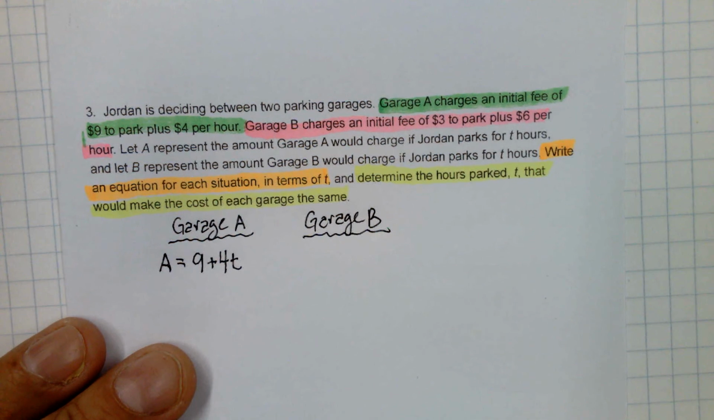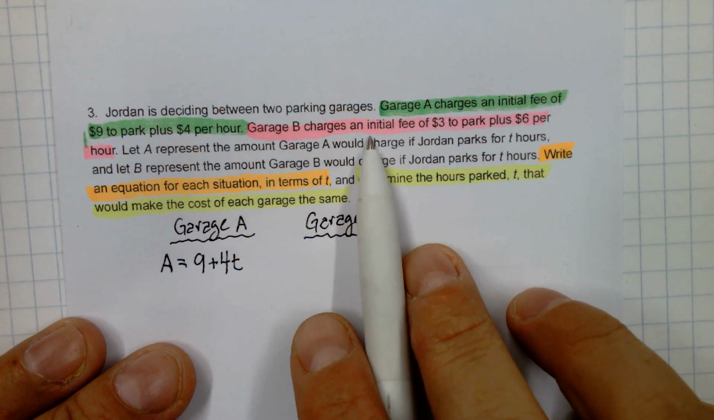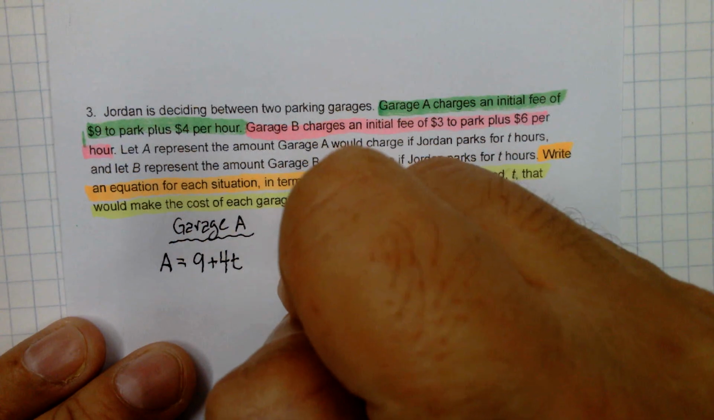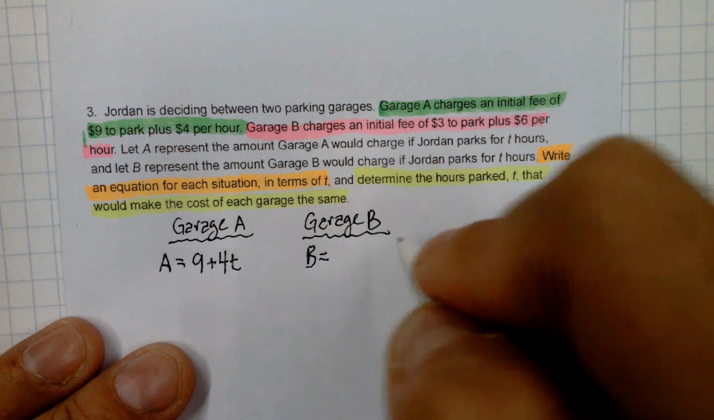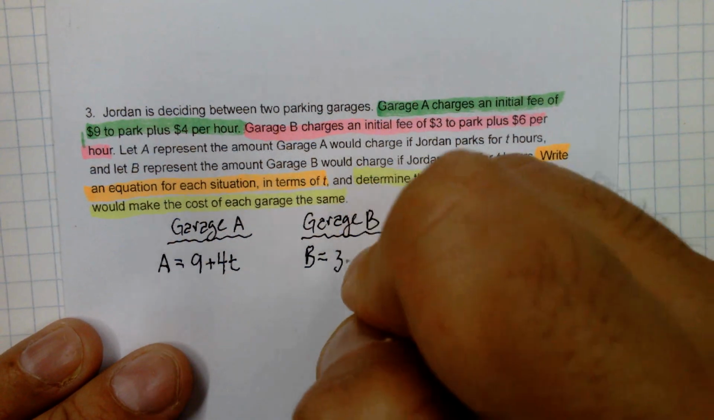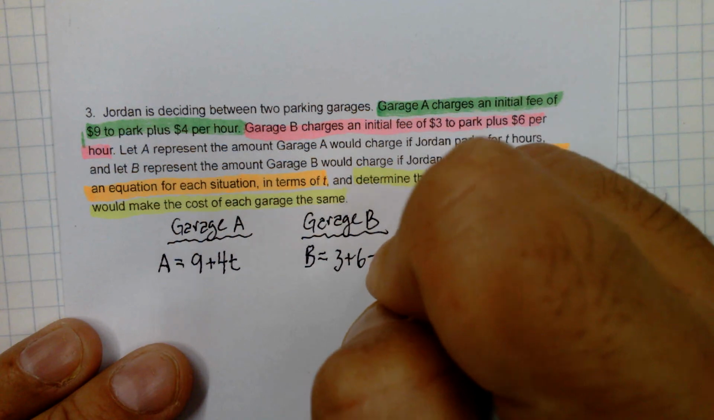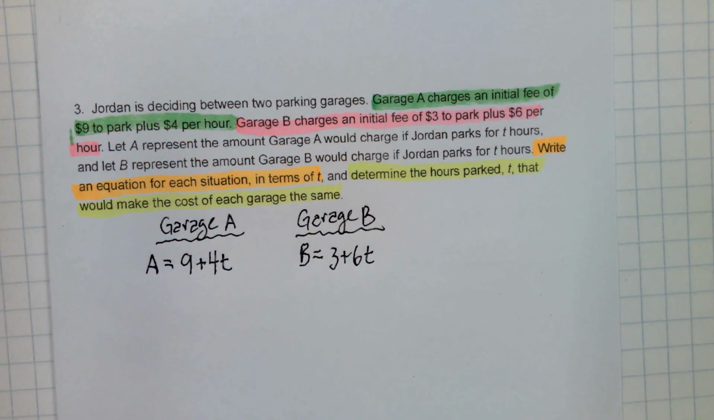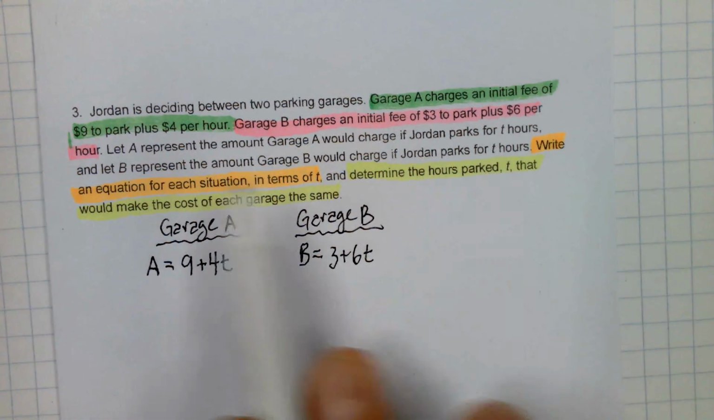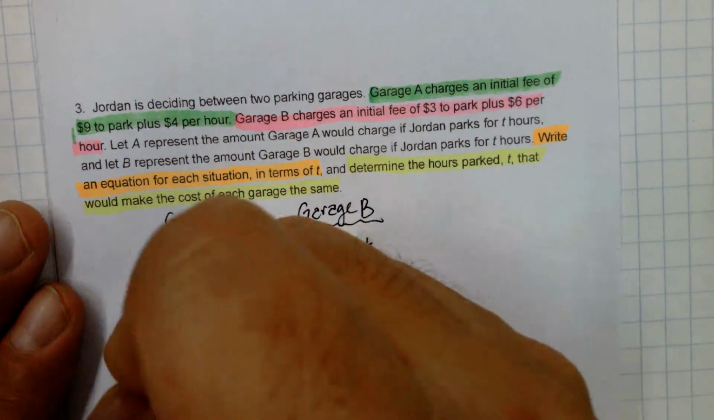For B, it says the initial fee is $3, so it's going to be B this time, is the cost, equals $3. So at the beginning, it looks like B is cheaper, right? Because they only charge you the initial fee of $3. Okay, so that's the first part. Write an equation for each situation. We've done that.